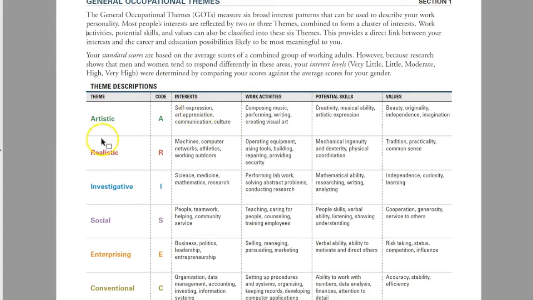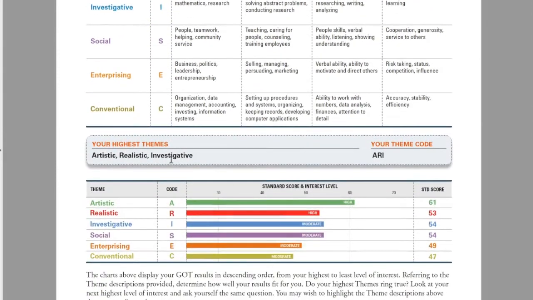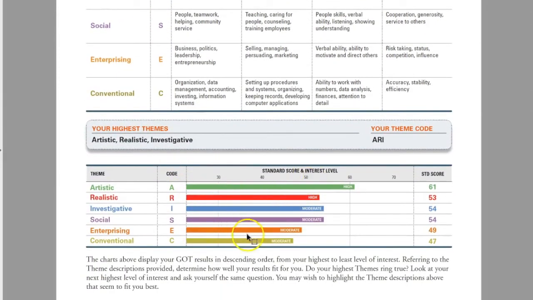Your Holland codes, your RIASEC codes, are in order from the highest level of interest to the lowest level of interest. So everyone's are going to be in a slightly different order based on how you answered the questions. As you scroll down this page, you're going to see some bar graphs right here that visually represent your RIASEC letters. In the graphs are different words that might include very high, high, moderate, low, and very low, indicating your level of interest in that various category.